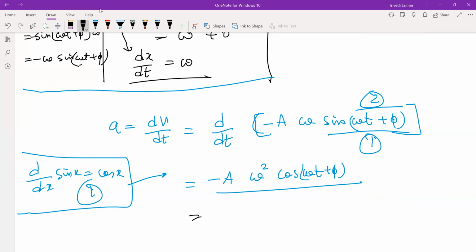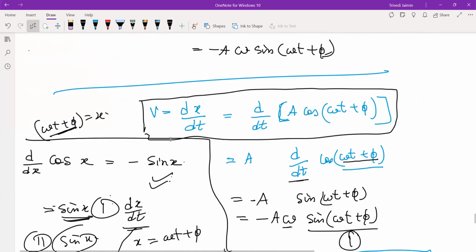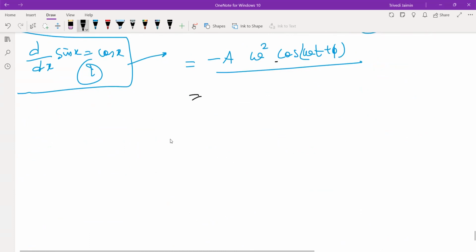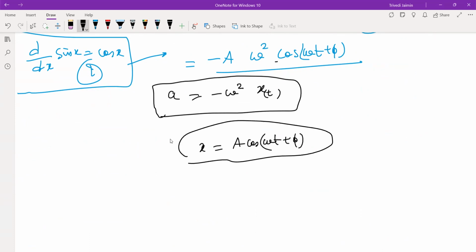So now I can write this term as a, what is x here? How did we start, from where did we start? a cos omega t plus phi. So I can write this here as minus omega square x of t. Acceleration is equal to minus omega square x of t, because x is a cos omega t plus phi. I'm substituting this one here. Got it?